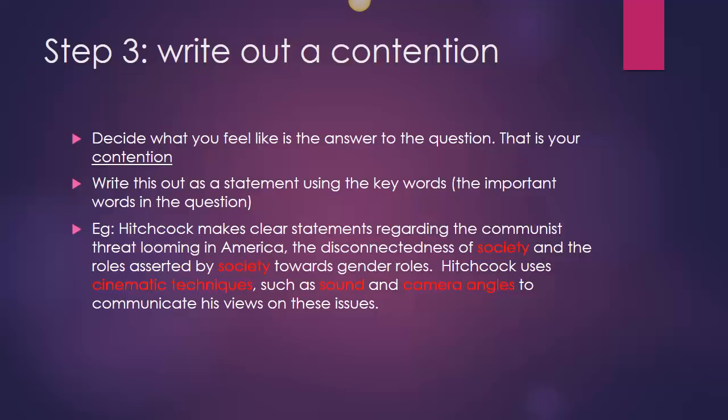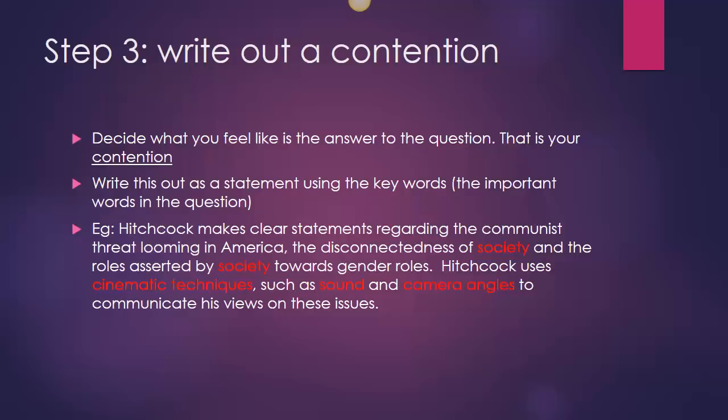So, once we've written it out and worked out what our key terms are, we start writing out our contention. It's really important that you write out your contention because you need to set up in your own mind what you're arguing towards. Write it out as a statement using all of the key words, so that you know that you're actually addressing all the important things in the question. Then you're not leaving anything out, and if you can't fit one of the keywords into your contention statement, it means that maybe your answer isn't quite right. Maybe you've missed something.